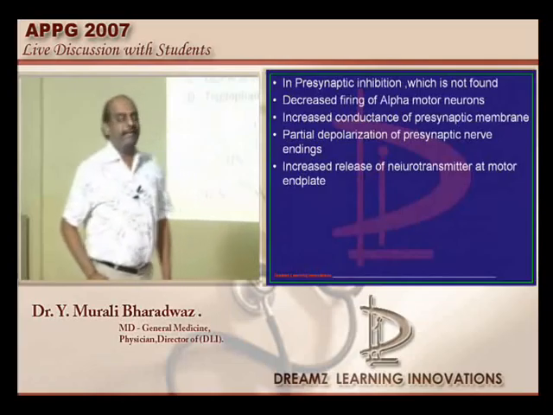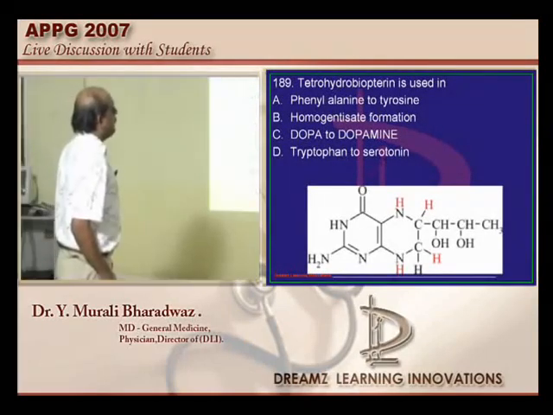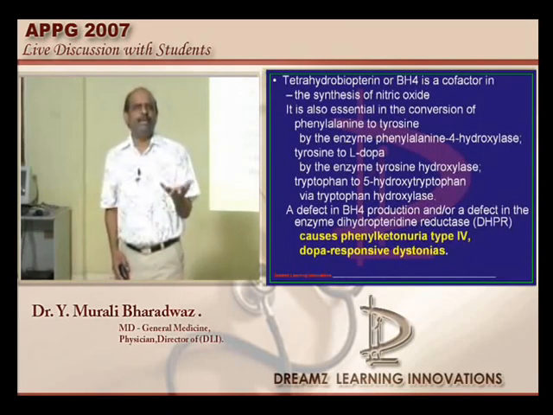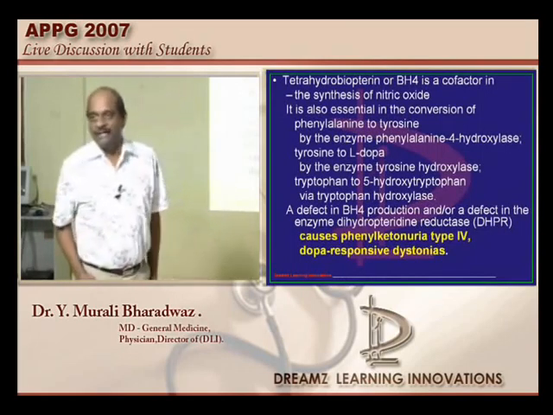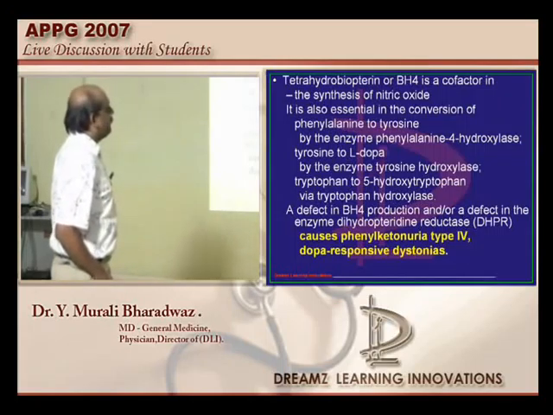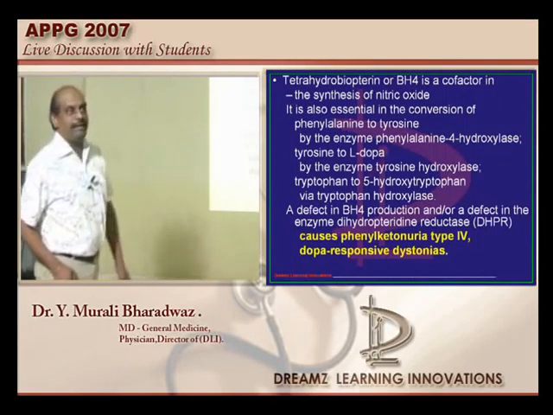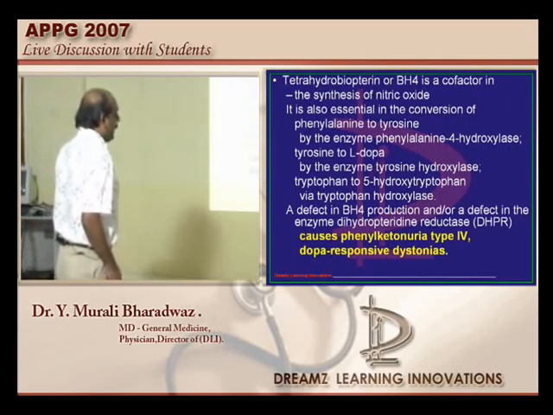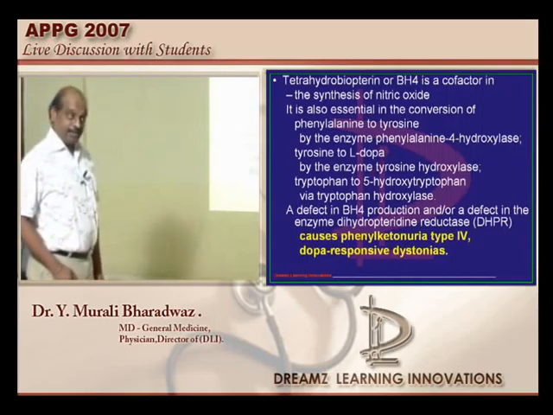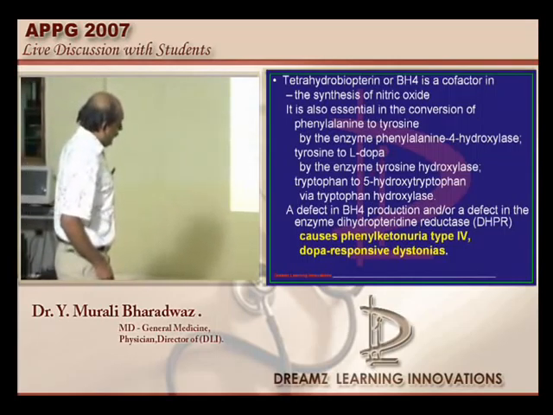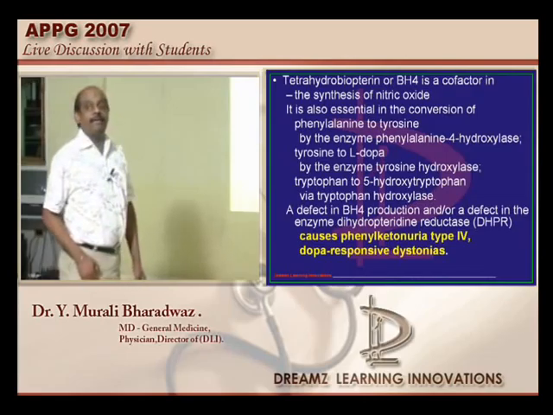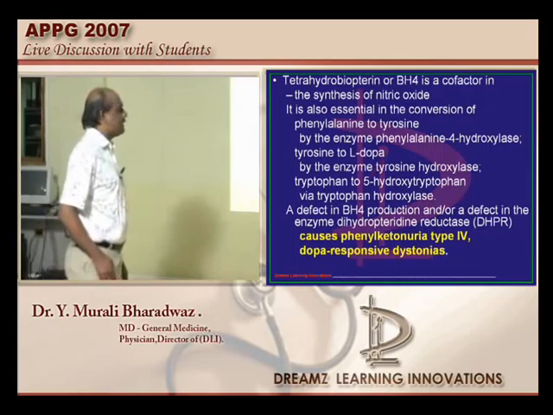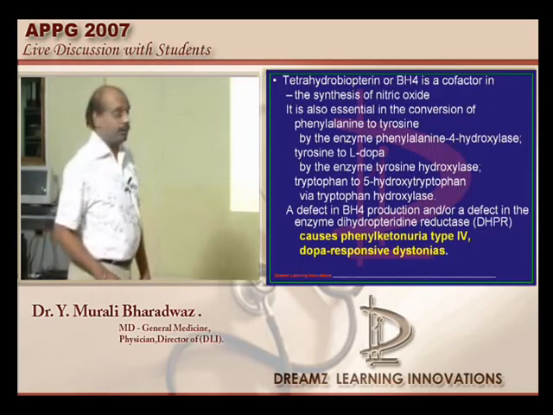So now let us talk about tetrahydrobiopterin. It is a cofactor in the synthesis of nitric oxide. Nowadays too many things are linked with nitric oxide. It is also important for the conversion of phenylalanine to tyrosine, because phenylalanine hydroxylase requires tetrahydrobiopterin. Tyrosine to L-DOPA conversion is required as a part of tyrosine hydroxylase. Tryptophan to 5-hydroxytryptophan, because it is a component of tryptophan hydroxylase. And any defect of tetrahydrobiopterin is implicated in phenylketonuria type 4 also, which needs to be remembered.